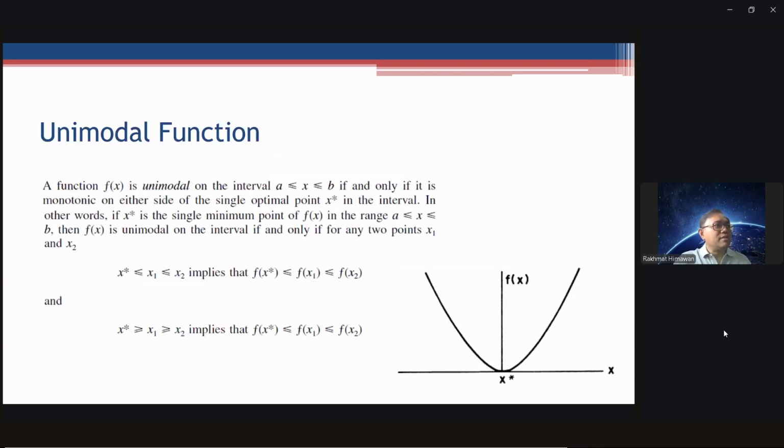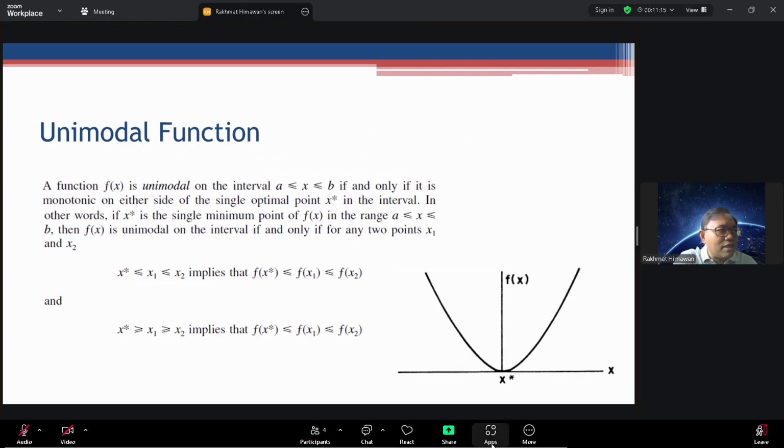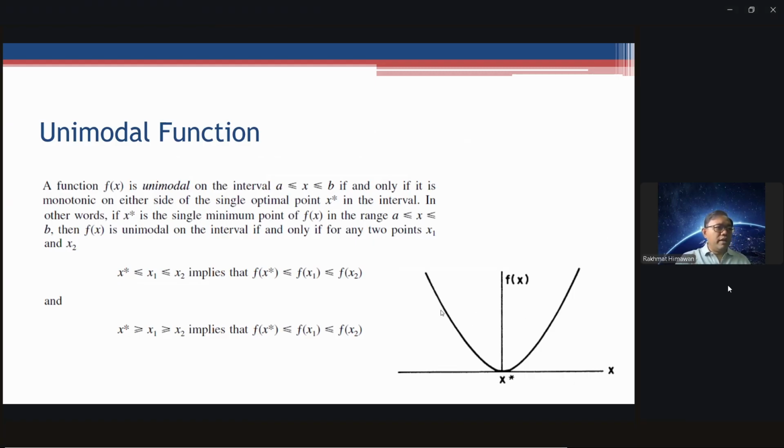Okay, and there's another one that we call a unimodal function. So I'm going to read this. A function f(x) is said to be unimodal on the interval a to b, so x is between a and b, if it is monotonic on either side of the single optimal point x star in the interval.